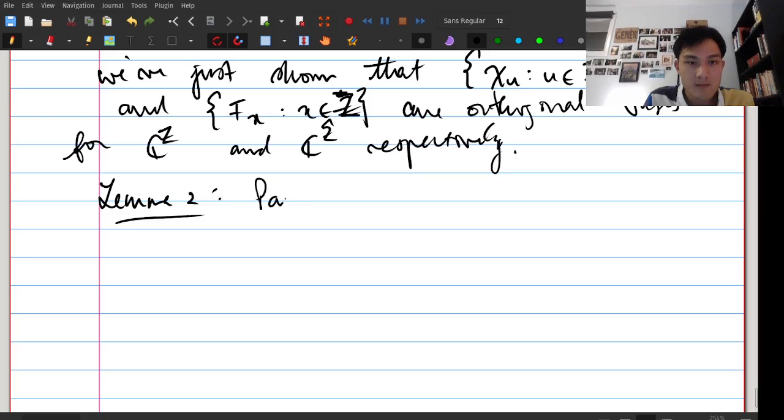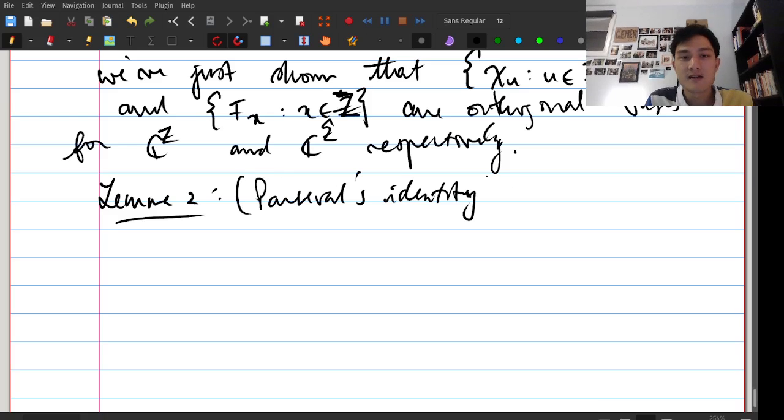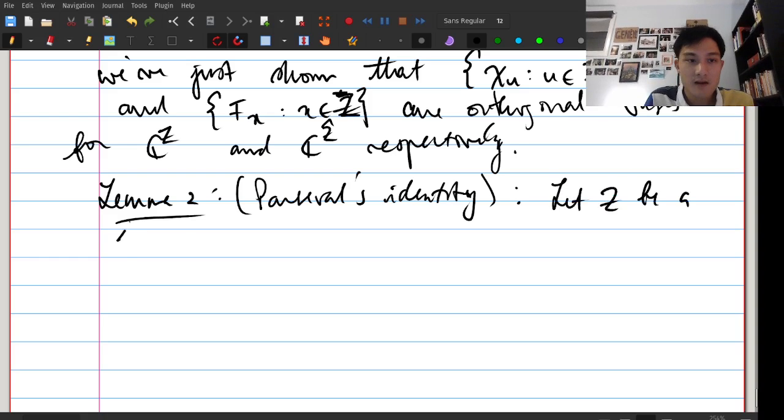Parseval's identity. This is super useful. So whenever I see Parseval's identity, I think of Albus Dumbledore. I think that's one of his middle names. Something like that.